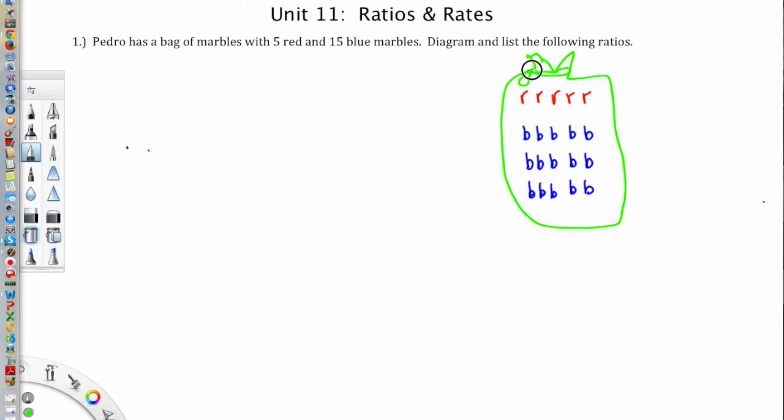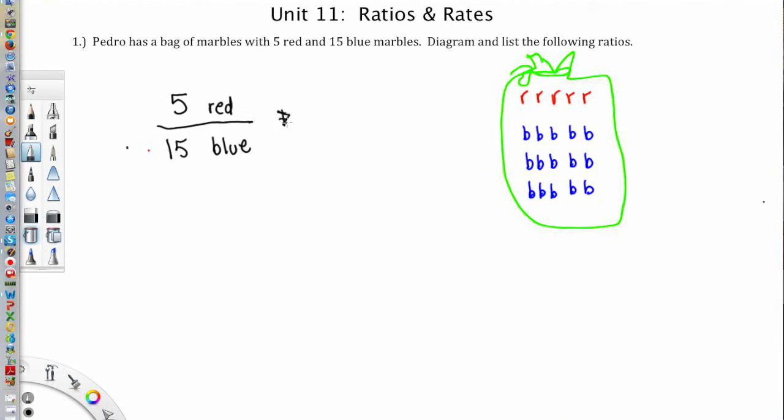Let's put a string around it. There we go. Okay, so there we have it. There's a diagram. We can see that we have 5 marbles that are red and 15 that are blue. And if we want to write this as a ratio, which just shows a comparison between these two numbers, we could simply say we have 5 red to 15 blue. Okay, and this just is a comparison between how many red and how many blue marbles we have. It's also a fraction, but we could write it like this.